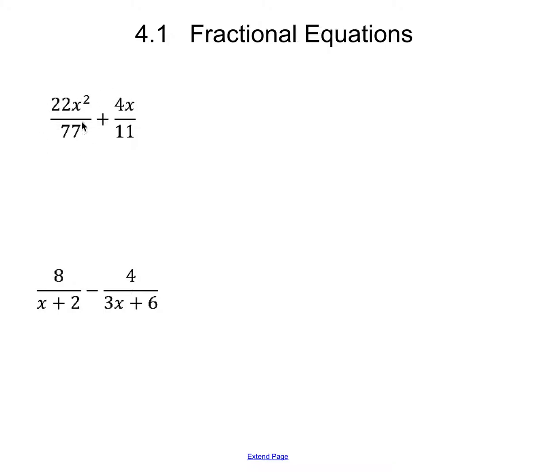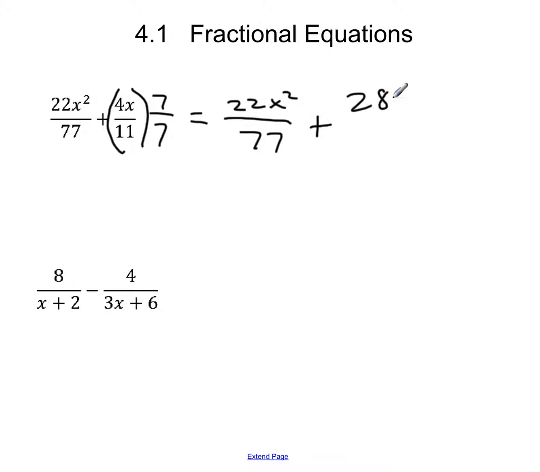So that means I'm not going to touch my first fraction, but I am going to touch my second. Which means I'm going to multiply this by 7 over 7. So what am I really multiplying this fraction by? 7 over 7, which is just 1. So 1 doesn't really change anything, but it will make it look different and easier to manipulate. So I'm going to rewrite what I've got, 22x squared over 77 plus 28x over 77. Okay, so now I'm going to put those 2 together.